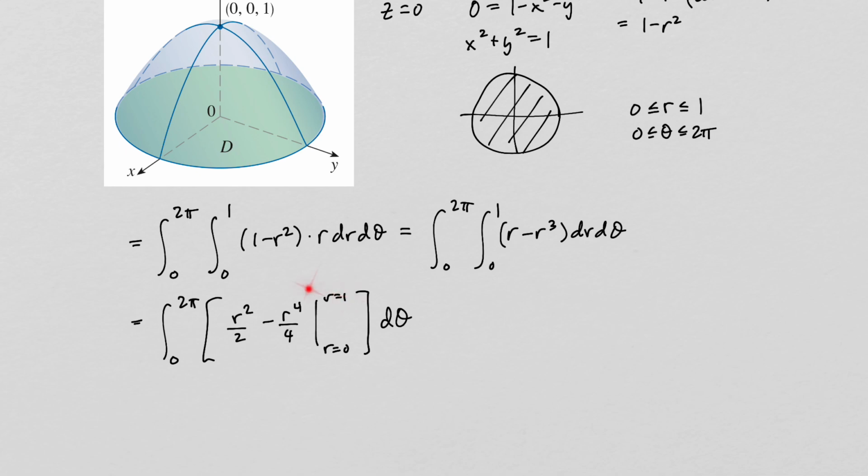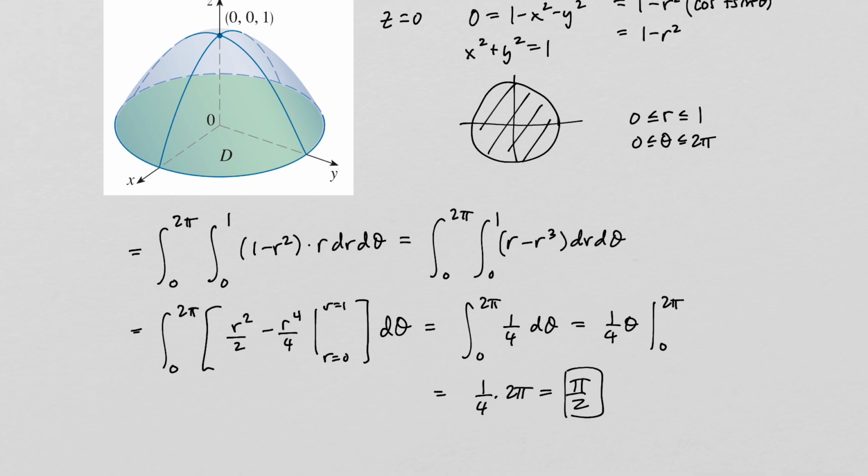Now let's plug in 1. We get 1/2 minus 1/4. And when you plug in 0, you get 0. And so this becomes the integral from 0 to 2 pi of 1/4 d theta. And this is 1/4 theta from 0 to 2 pi, which is 1/4 times 2 pi, or pi over 2.